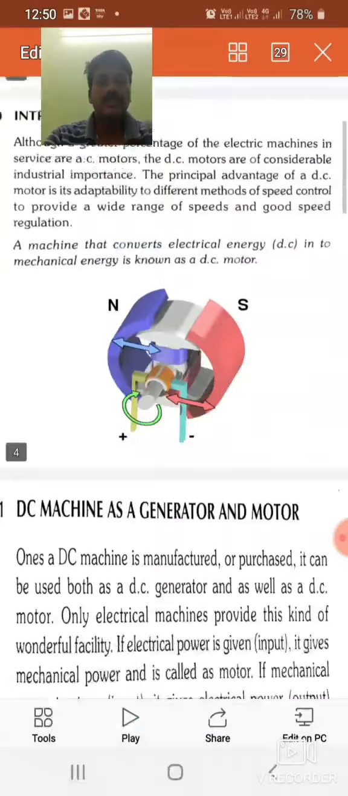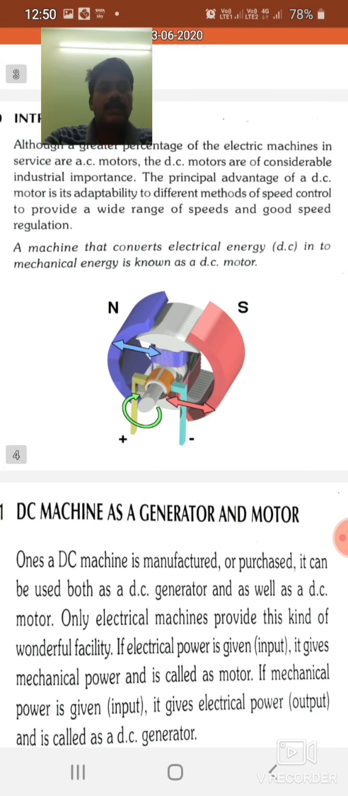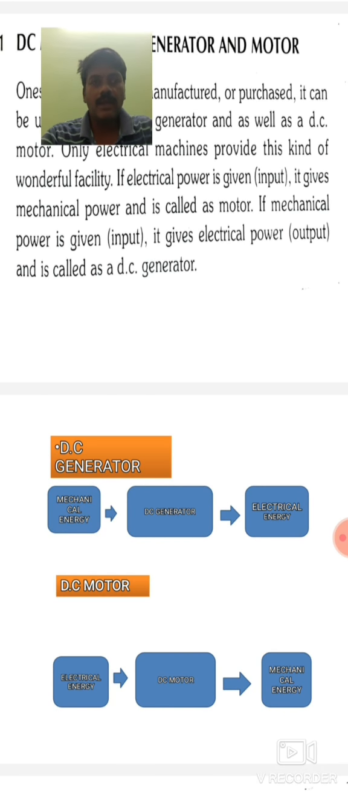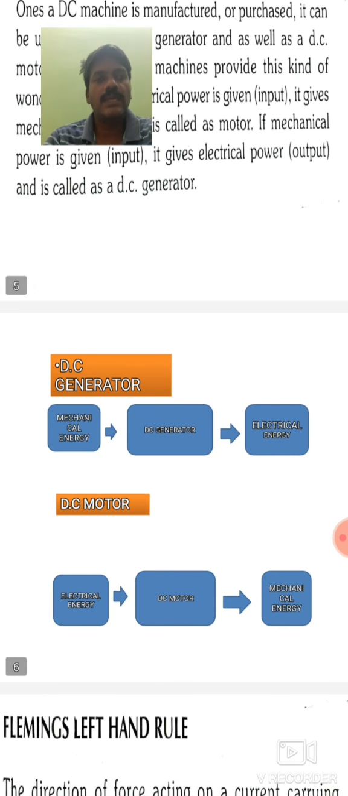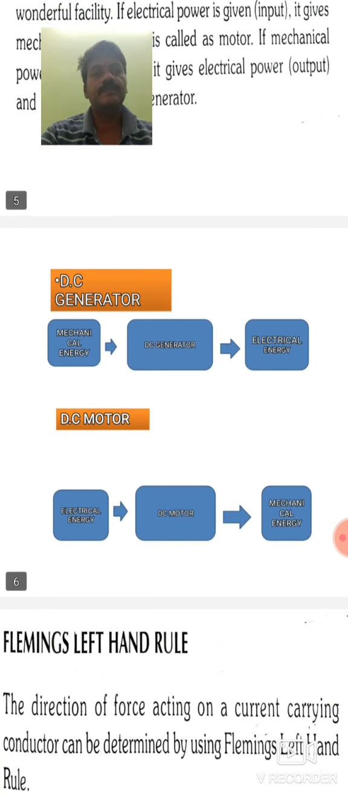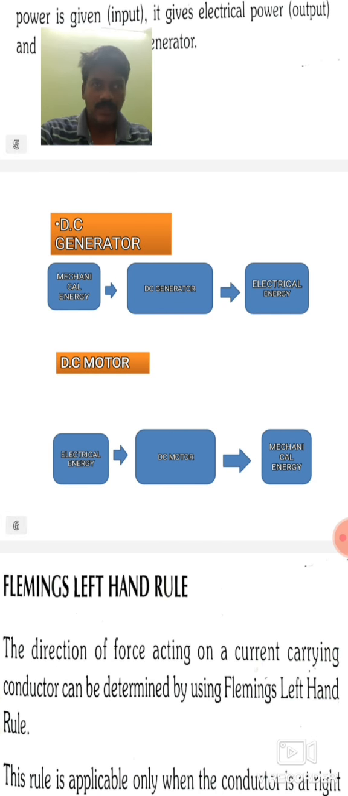So a very important thing is that a DC machine can be operated as a generator or a motor. That means by giving mechanical energy to the DC machine, it gives electrical energy, and then that machine is known as a DC generator. Suppose if you give electrical energy to a DC machine and you get mechanical energy, then it is called a DC motor. So today our topic is the working principle of DC motor.